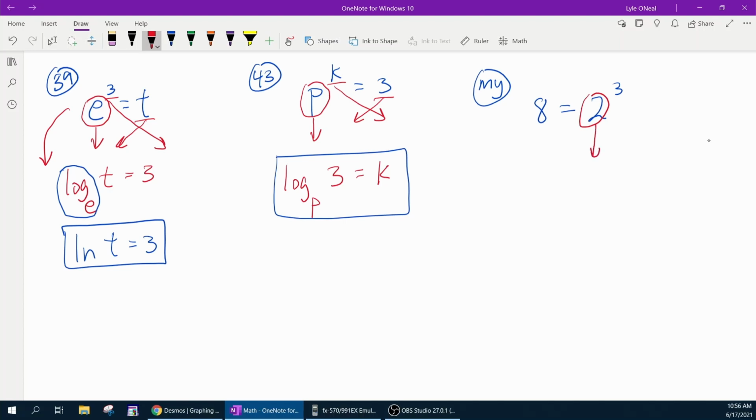We're going to bring the base down. That becomes log base 2. Notice it comes straight down, and so does the equal sign, okay? Bring the base down. Switch the other 2 around. And that gets you to your logarithmic equation.